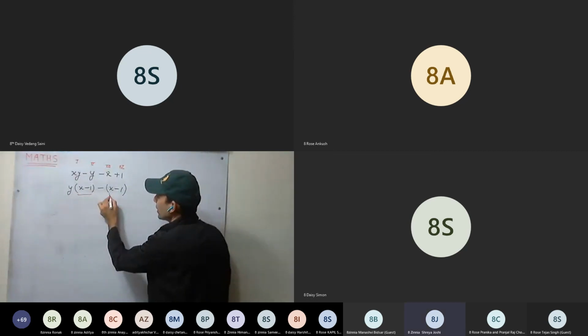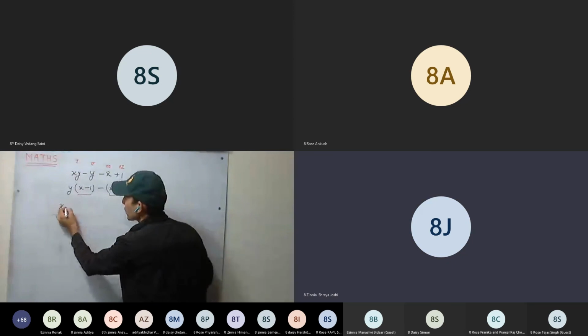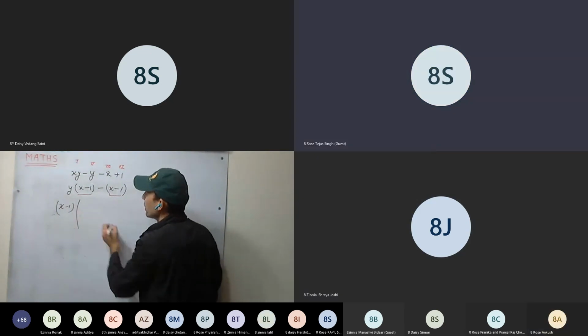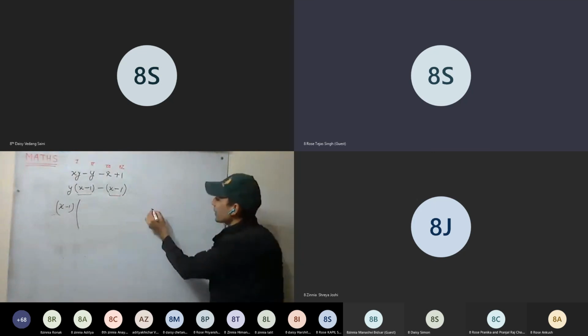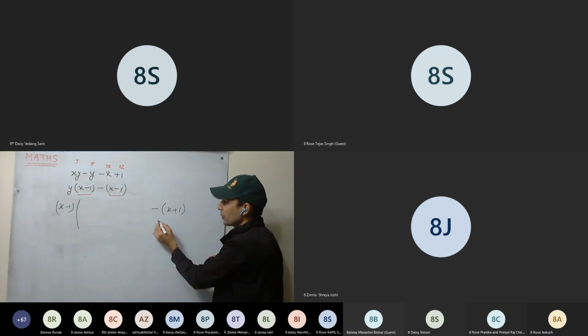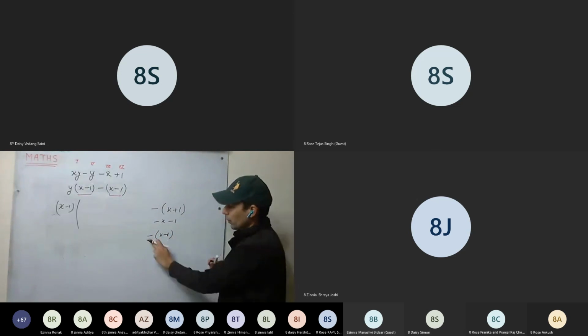X minus 1. X minus 1. So take x minus 1 out. How, sir, will this become x minus 1 in the bracket? Okay. If this is x plus 1 and you open the bracket, what will be the answer? Minus x minus 1. Or if this is x minus 1, now minus x minus minus plus 1.